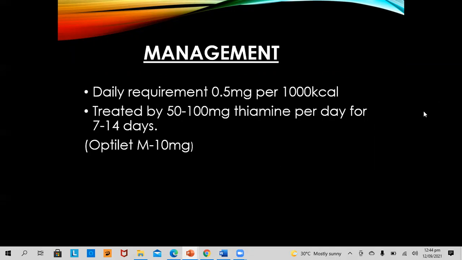Daily requirement of thiamine is 0.5 milligram per 1000 kilocalories. So it is usually treated by 50 to 100 milligram of thiamine per day for 7 to 14 days. A common brand of vitamin, that is Optilate M, which is cheap as well, contains 10 milligram of thiamine. So if we have to give 50 or 100 milligram thiamine, you have to find thiamine from some vitamin company capsule that contains only thiamine.